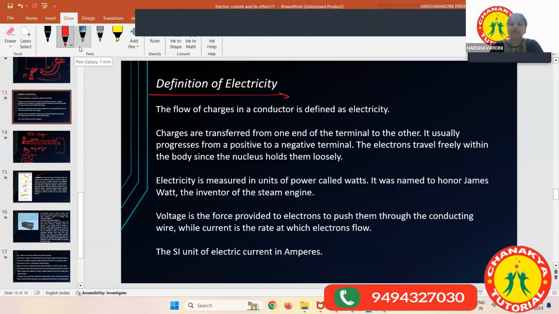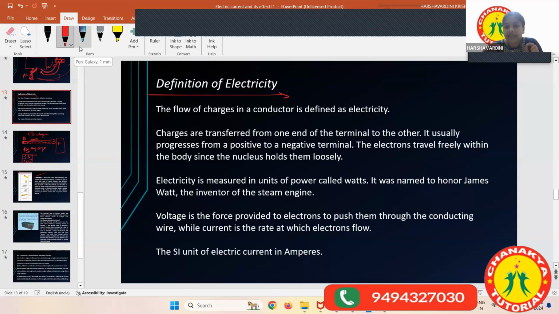Charges are transferred from one end of the terminal to the other end. For example, in a battery there are two terminals, positive and negative. Always the current will travel from one end of the terminal to the other end of the terminal. Please remember this. It usually progresses from the positive to the negative terminal, from positive to negative.